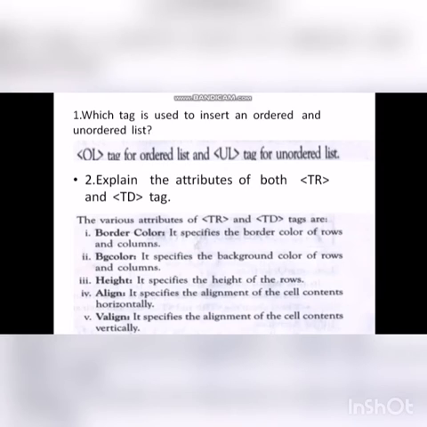Next, second question, explain the attributes of both TR and TD tags. TR means table row, TD means table data. The various attributes of TR and TD tags are: bordercolor, which specifies the border color of rows and columns; bgcolor, which specifies the background color of rows and columns; height, which specifies the height of the rows; align, which specifies the alignment of the cell content horizontally; valign, which specifies the alignment of the cell contents vertically. Ordinary align means horizontal alignment. Valign means vertical alignment.